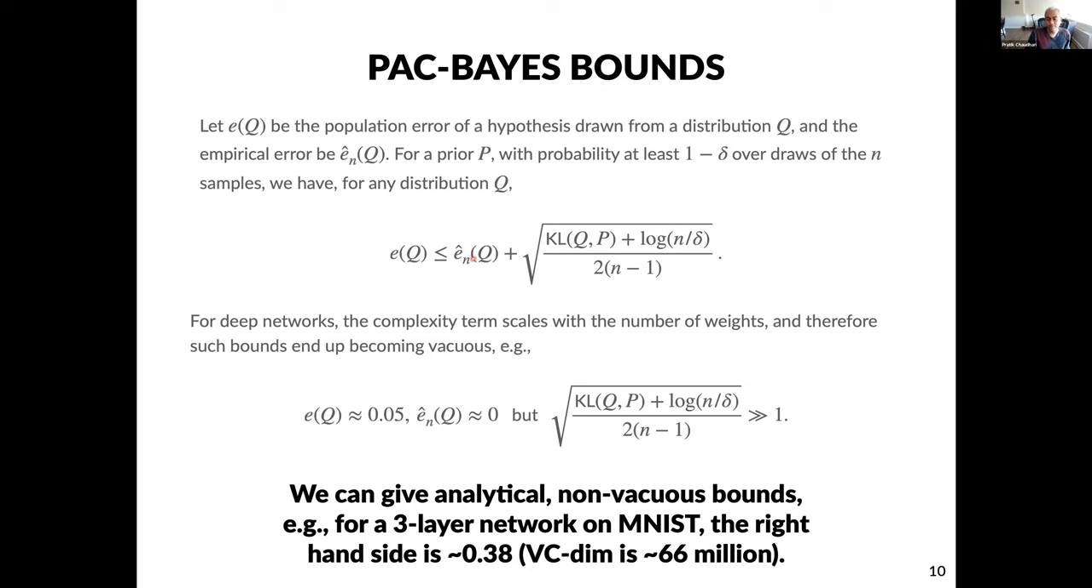We have developed a lot of sophisticated numerical ways of optimizing the right-hand side of this inequality. And there you can get essentially tight inequalities also. So PAC-Bayes bounds, this is simply a name given to these kinds of constructions, we can get non-vacuous analytical PAC-Bayes bounds for neural networks using the concept of sloppiness.